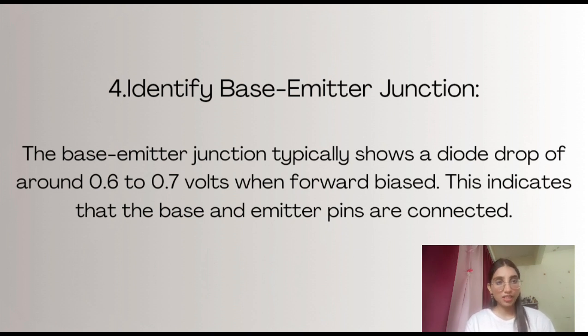Next is to identify the base emitter junction. So the base emitter junction is typically going to show a diode drop of around 0.6 to 0.7 volts when it's forward biased. So this indicates that the base and the emitter pins are connected.